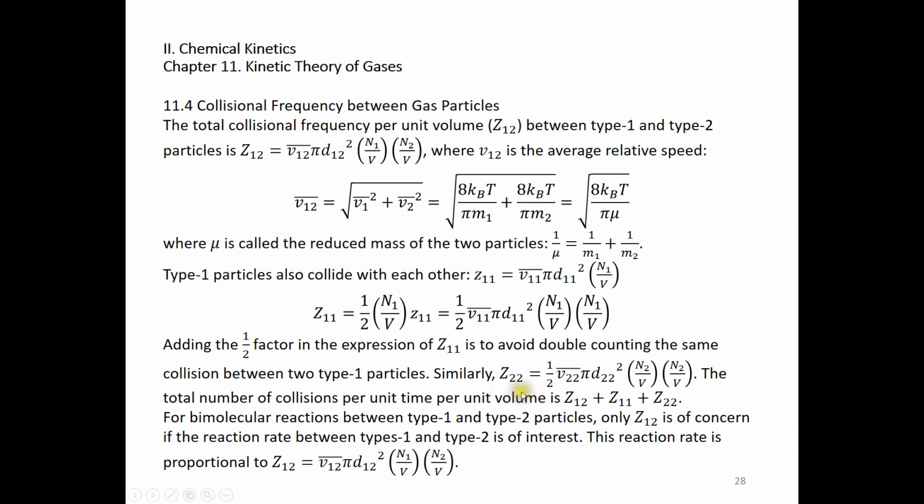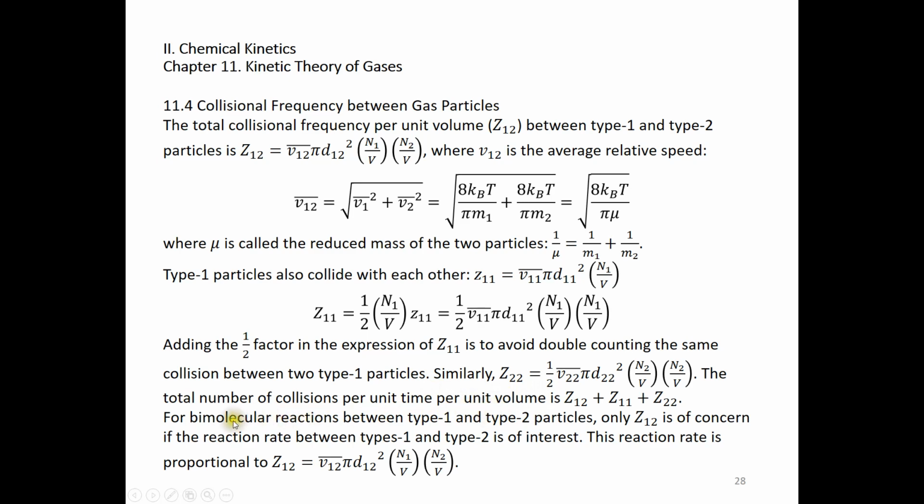Similarly, the uppercase Z22 is 1/2 of the average relative speed between type 2 particles, multiplied by the collisional cross-section area, multiplied by the number density of type 2, and then again the number density of type 2. So the total number of collisions is actually all those together, uppercase Z12, uppercase Z11, uppercase Z22. So that's the total number of collisions per unit time per unit volume, or the total collisional frequency per unit volume.